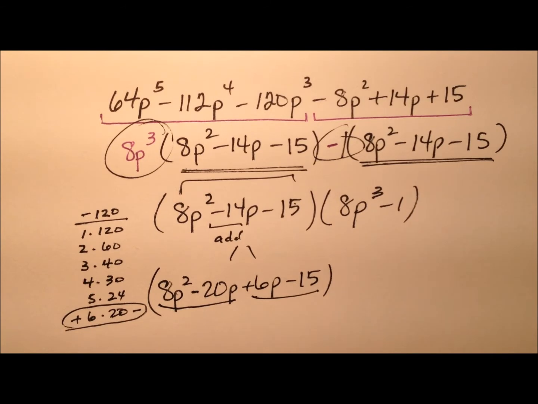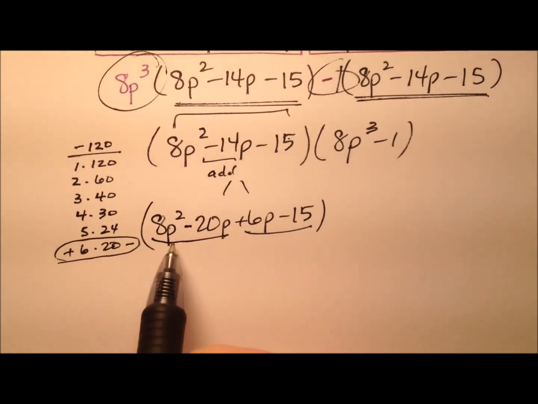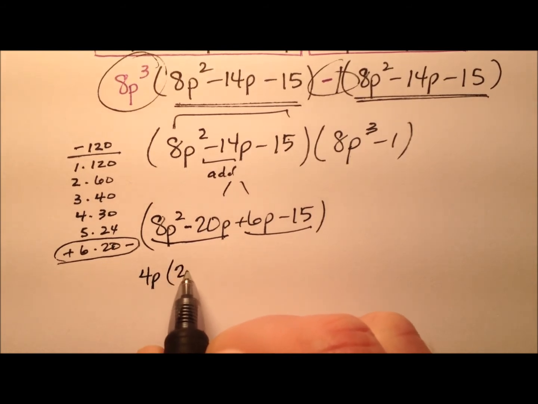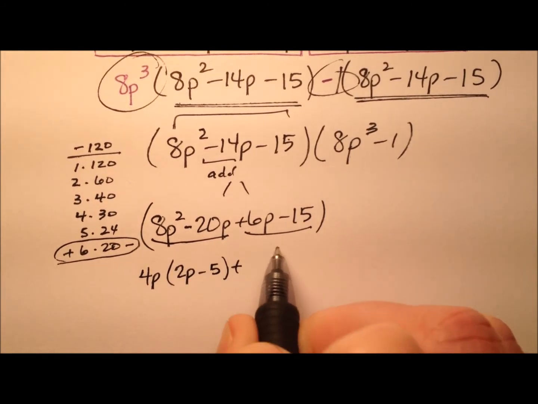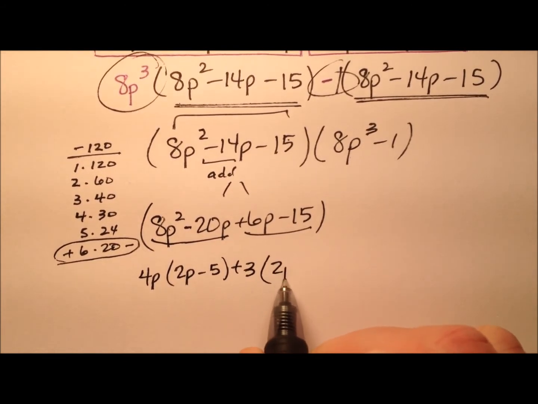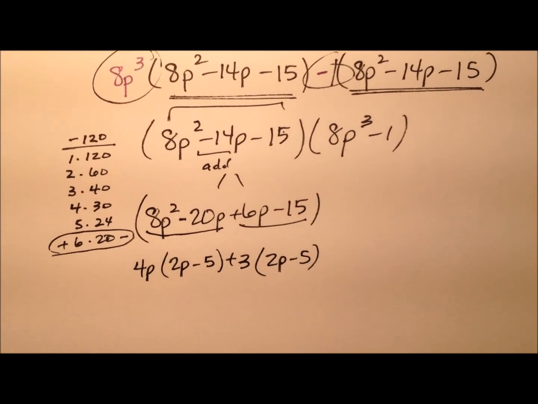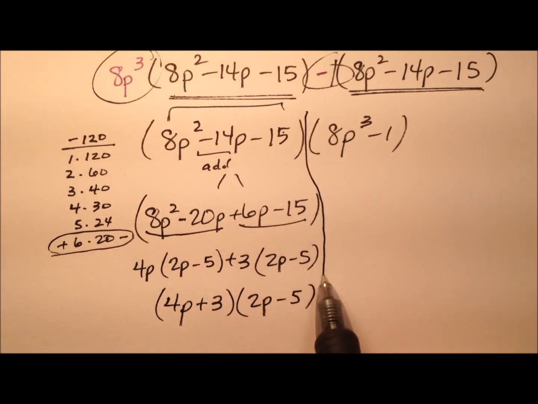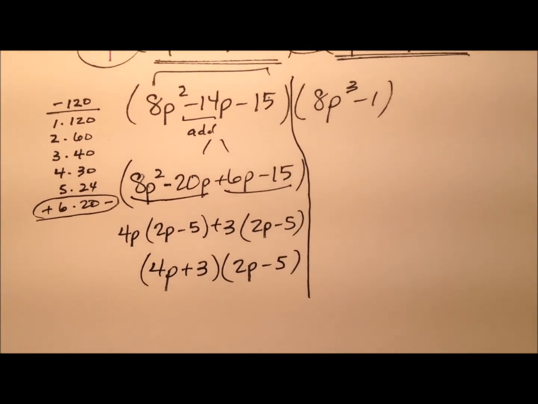And so when I do grouping on these two, it looks like I can pull a 4p out, so 4p times 2p minus 5, and then take a positive 3 times 2p minus 5. So the factorization here looks like 4p plus 3 and 2p minus 5. Okay, and that's that first set right there, so I'll just draw a little line here.